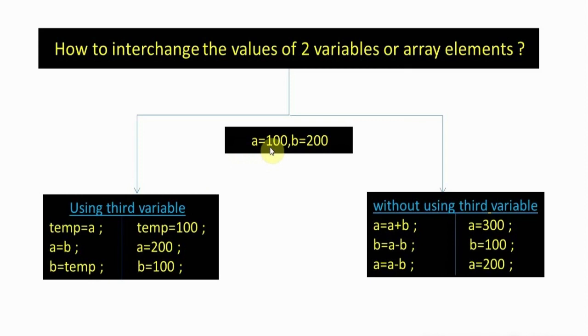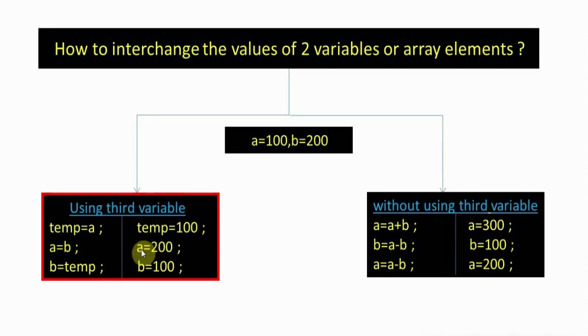Suppose we have variables with the names a and b. a has been assigned the value 100 and b has been assigned the value 200. Now we want to interchange. When we use the third variable method, we will assign the value of a, that is the first variable, into temp. Temp is the third variable. So our current value of a is 100, and that will be assigned to temp. Now we are going to assign the value of b to a. What is the value of b? 200. That will be assigned to a.